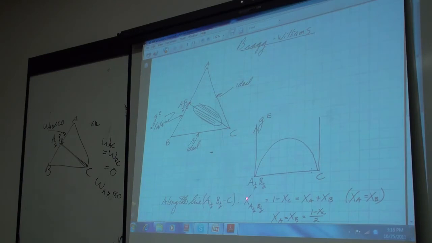Along that line, I'm considering quasi-binary coordinates, so this is mole fraction of C and this is mole fraction of A1/2, B1/2. It doesn't mean that there's a particle A1/2, B1/2, this is just formally. The mole fraction of A1/2, B1/2 is 1 minus the mole fraction of C along there, which is equal to XA plus XB, where XA equals XB along that line.